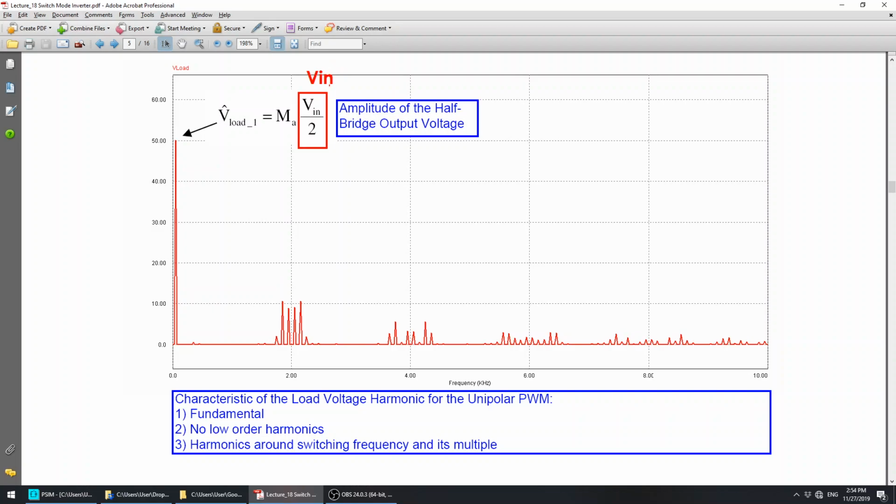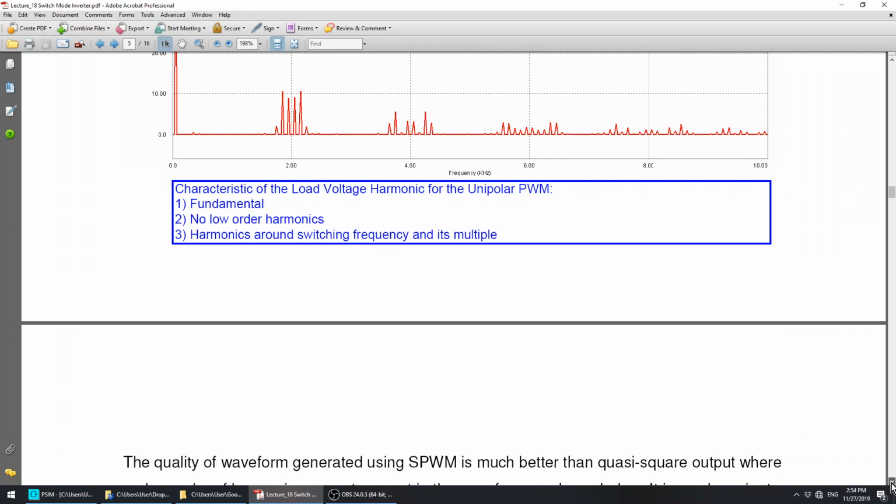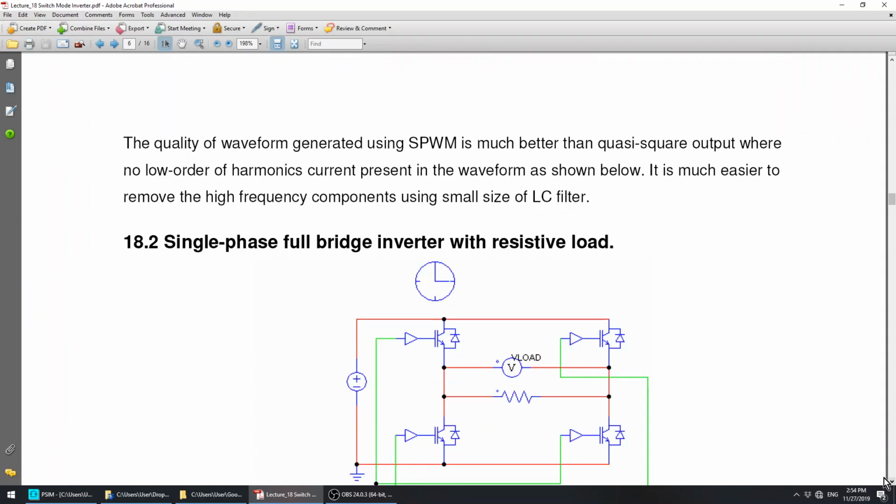Okay, so now let's proceed with the next topic, which is on the full bridge. You can read this. The quality of the waveform generated using SPWM is much better than the quasi-square output, where no low order harmonics of current are present in the waveform as shown below. It is much easier to remove the high frequency component using a small size of LC filter.